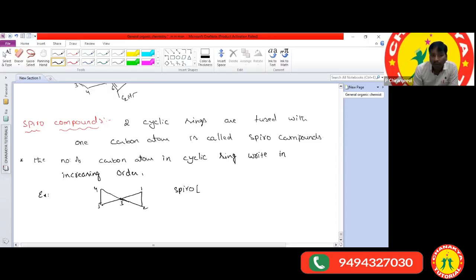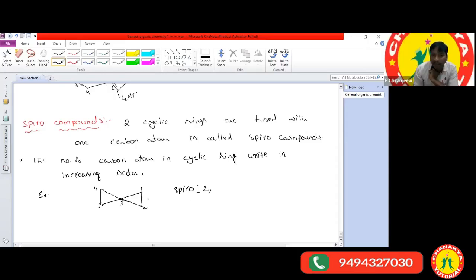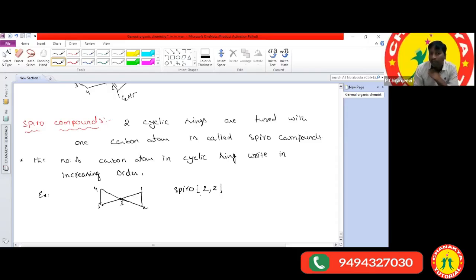Excluding the bridged carbon atom, how many carbon atoms are on the left side and how many on the right side? We write the number of carbon atoms in increasing order. In the given structure, how many carbon atoms are on the left side? Two carbon atoms. Very good. Then on the right side, also two. In the middle there are no carbon atoms, that is the bridge one, which we do not consider.